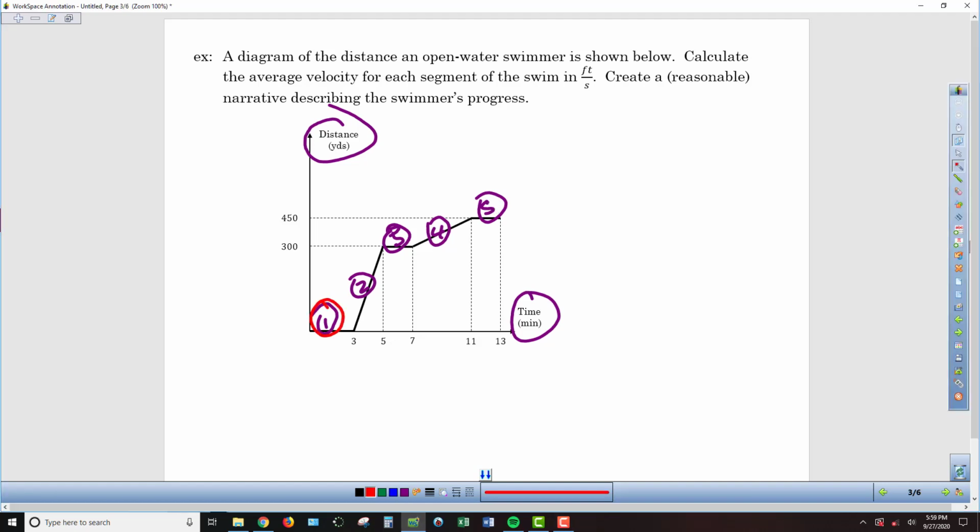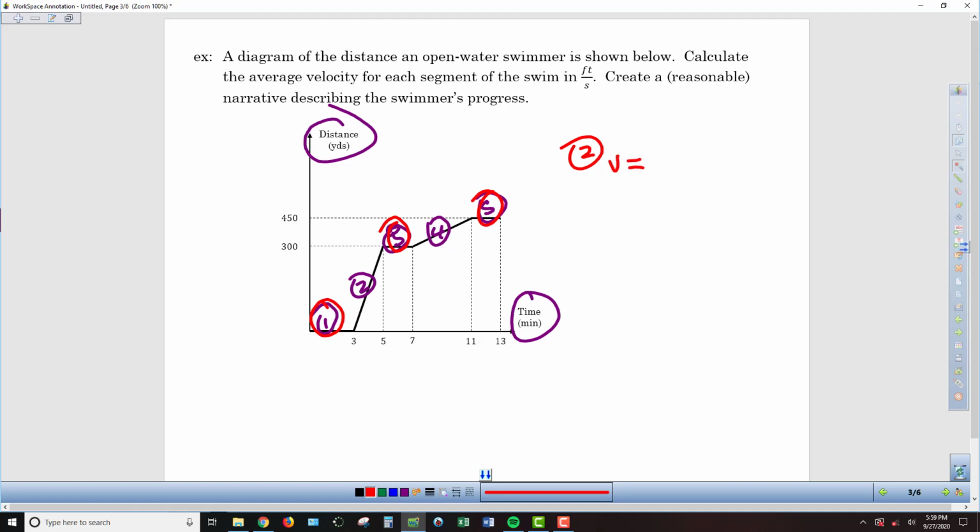So in segments 1, 3, and 5, there is no velocity. Because we have horizontal lines on our distance-time diagram, that indicates that there's no change in distance, as we saw in the previous example, so that means there is no velocity. So it's really only in segments 2 and 4 that we have any work that needs to be done. So if we want to find the velocity, we're going to do the change in distance.